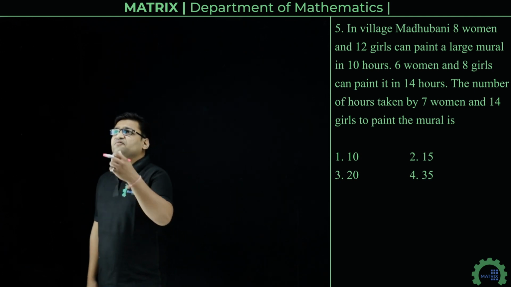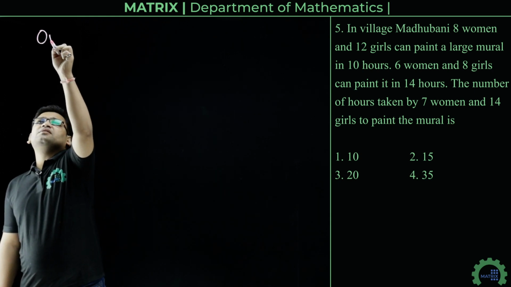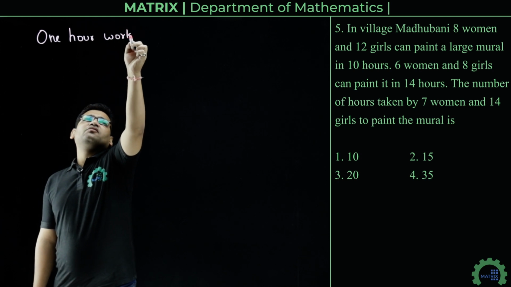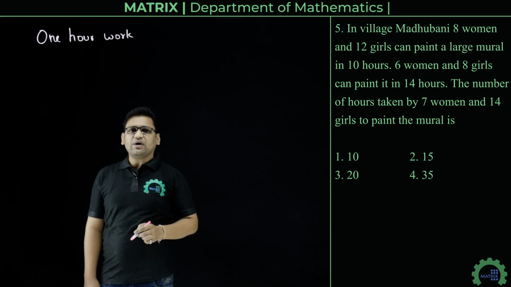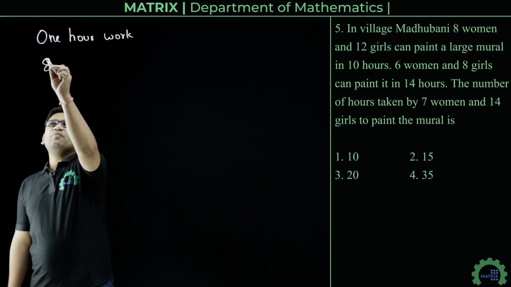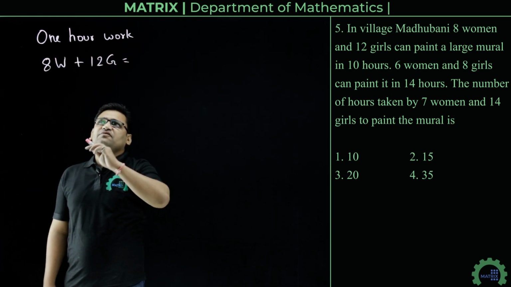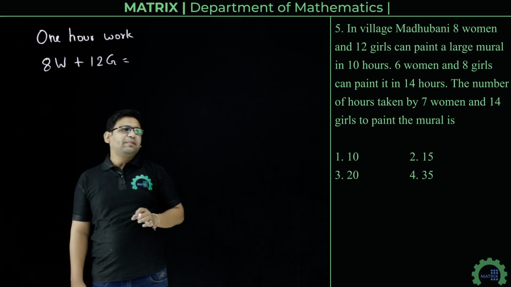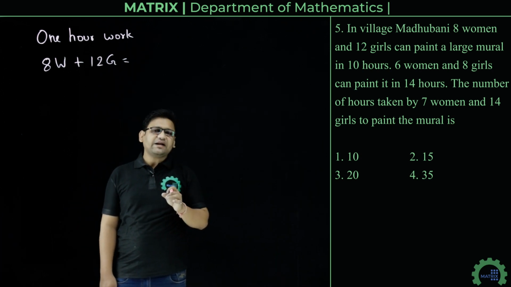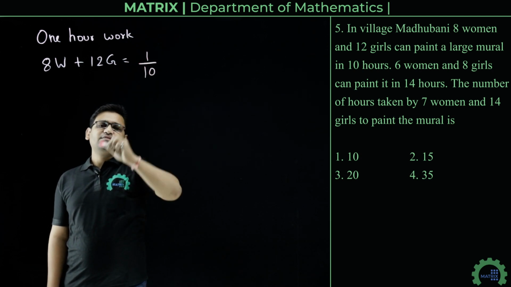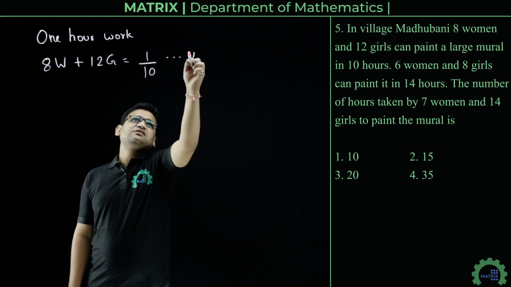So first of all, we can write 1 hour work of 8 women and 12 girls. We know that 8 women and 12 girls can paint the complete mural in 10 hours. So their 1 hour work will be 1 by 10. This is equation number first.